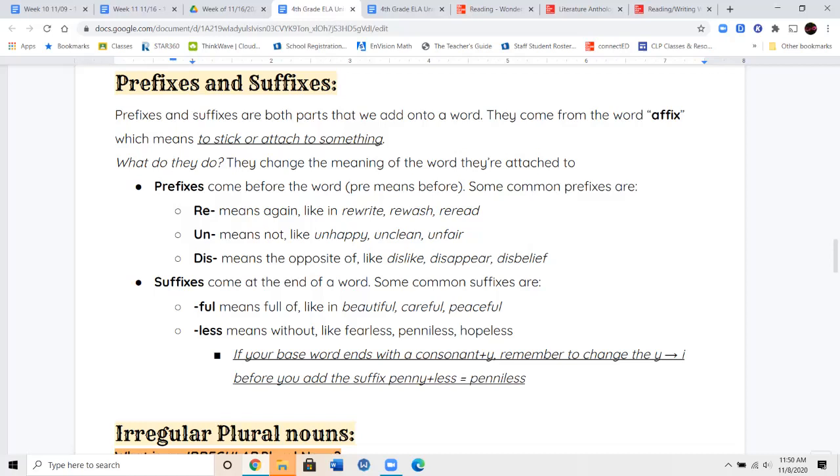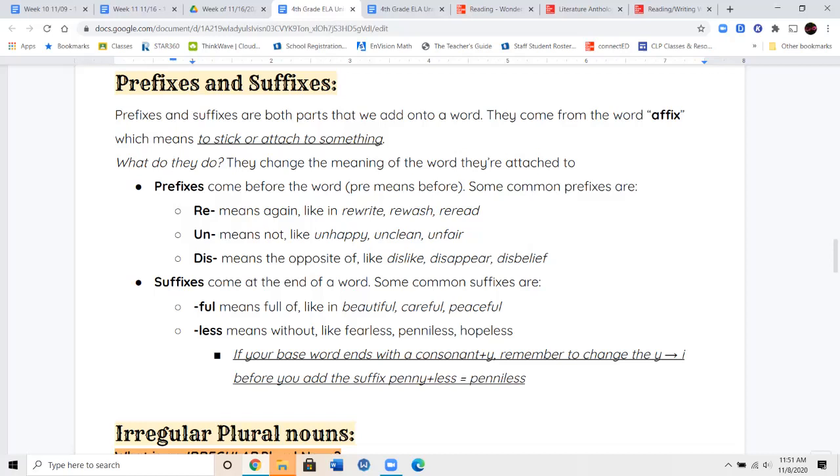So your prefixes that we're going to talk about today are re, un, and dis. Re means again, like rewrite or reread. Un means not. So when you put it in front of a word, it means not whatever that word is saying. So unhappy is not happy. Unclean is not clean. And you have dis, D-I-S.